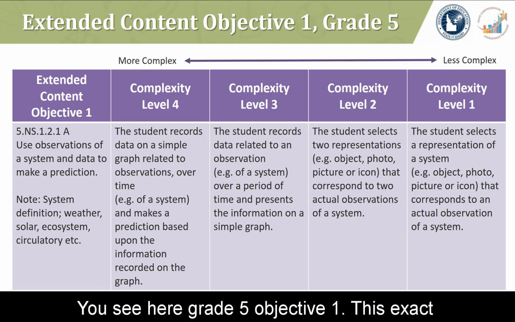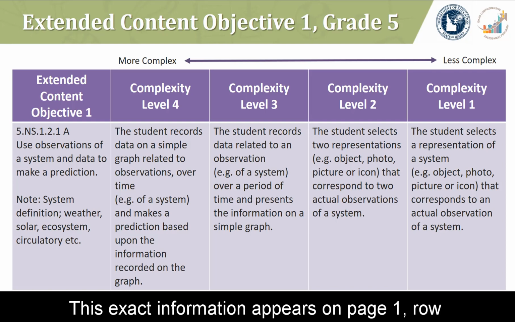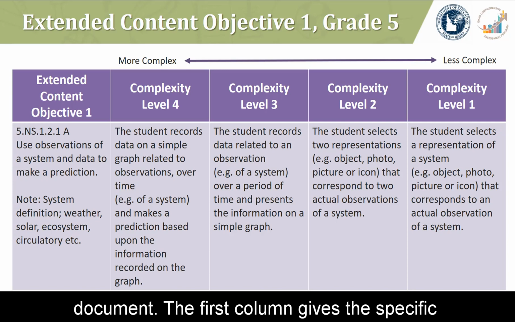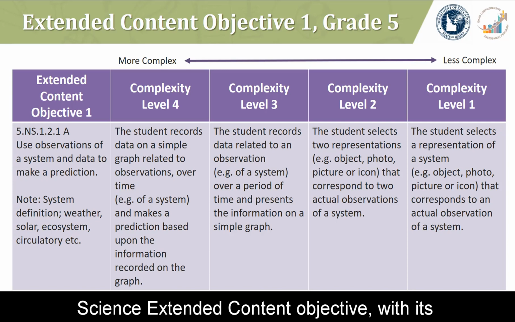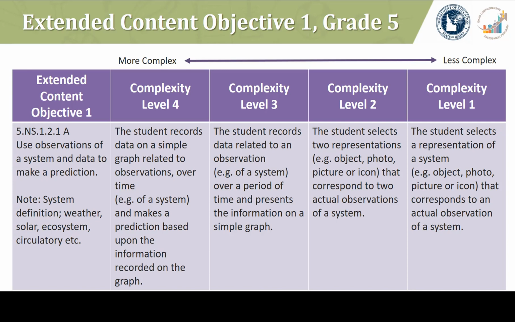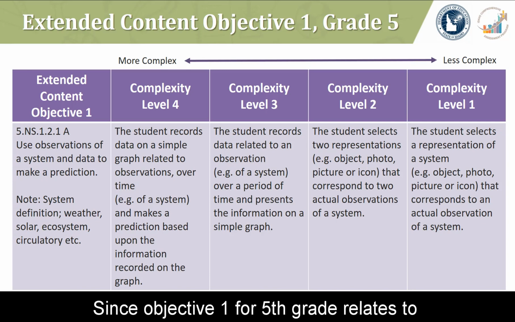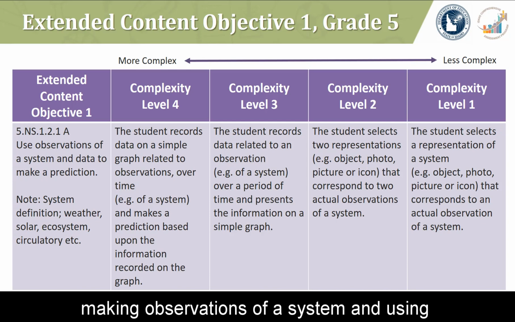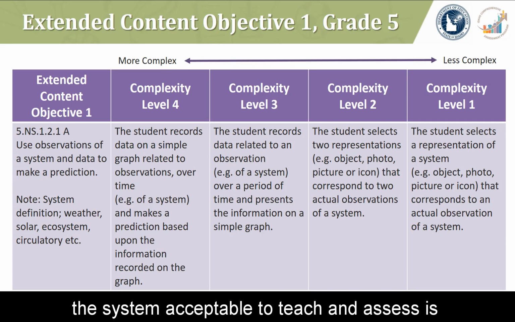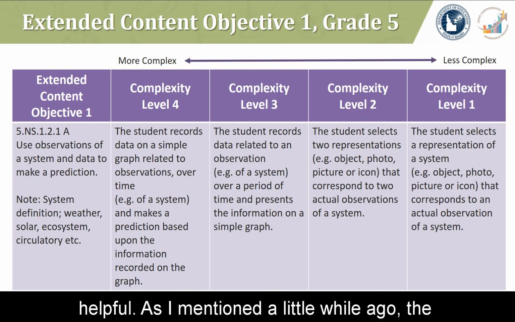You see here Grade 5 Objective 1. This exact information appears on page 1, row 1 of the Science Extended Content Standards document. The first column gives the specific Science Extended Content Objective with its official numbering convention 5.NS.1.2.1a. Since Objective 1 for 5th grade relates to making observations of a system and using data to make predictions, the note defining the system acceptable to teach and assess is helpful.